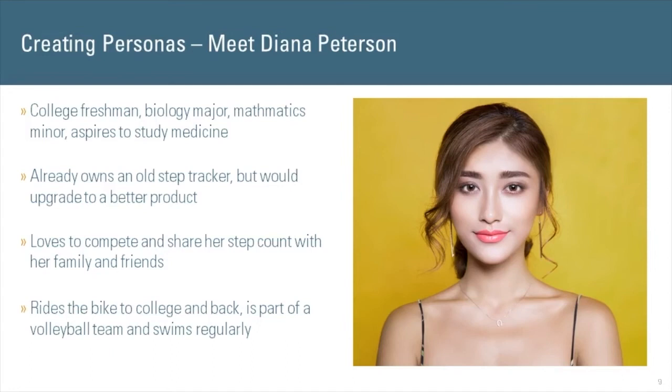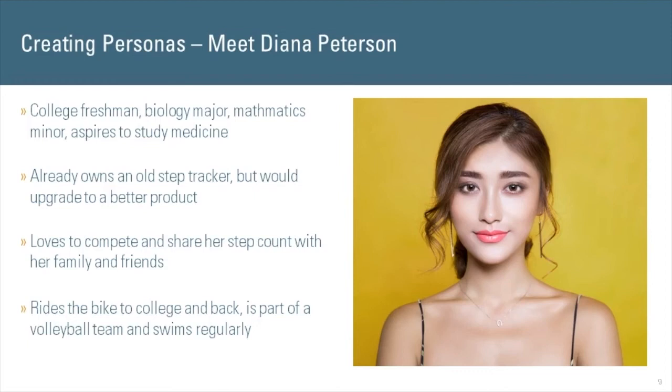It's to this level that if her batteries would fail and she wouldn't update her friends and family, they would worry about her because they haven't heard from her and her step count, something like this. She's this extreme. And there are also some habits listed, like she rides a bike to college and back, is part of the volleyball team, and swims regularly. So yeah. This is Diana, and we will encounter her in some data scenarios that we will talk about.